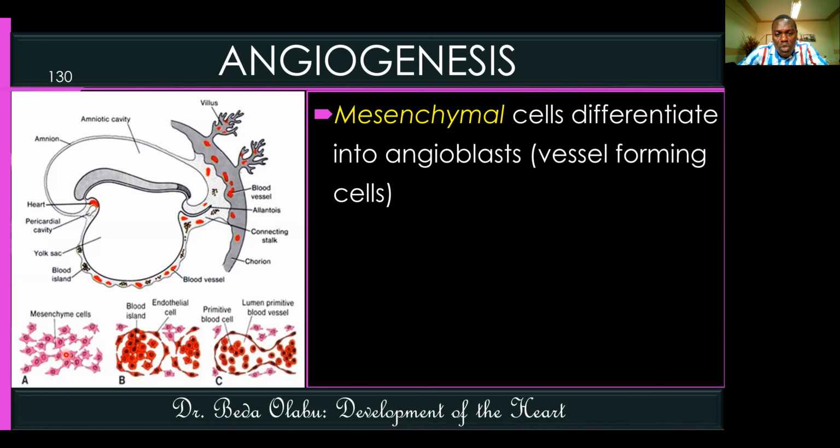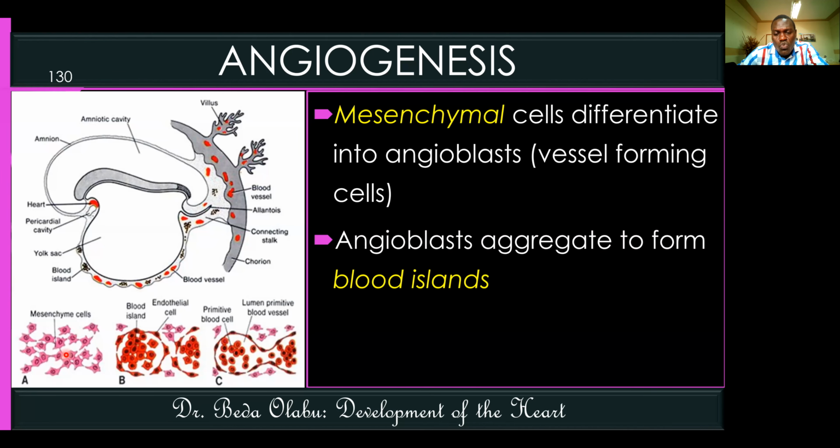Angioblasts then regroup together to form what we call blood islands. So you can assume these are groupings of angioblasts. The grouping together of angioblasts is what we call the blood islands. Of course, they'll group in such a way that they're cord-like structures. It's not just a ball, but more of a cord-like structure, branching or not branching, either way.